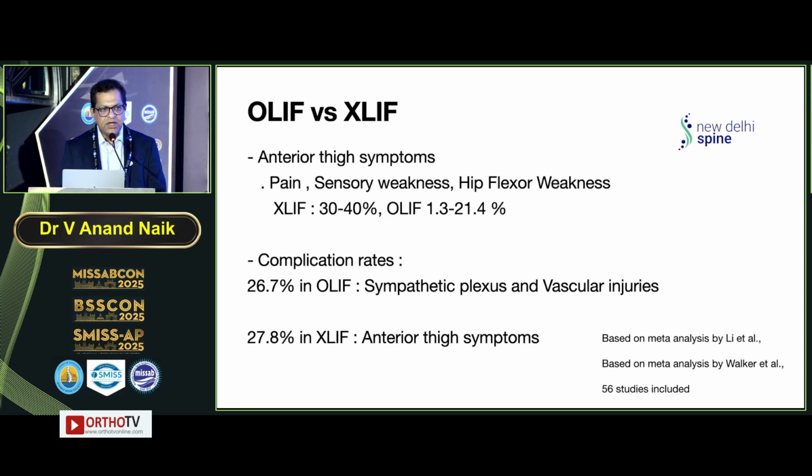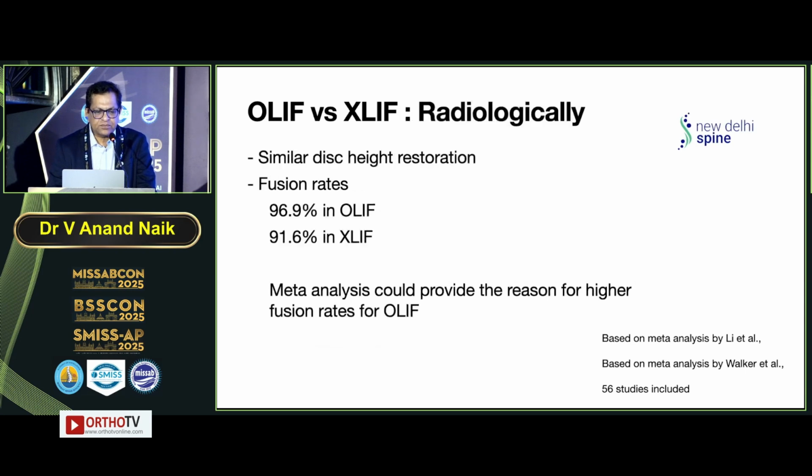The complication rate is almost similar, 26.7% in OLIF, and most of them were sympathetic plexus or vascular injuries, whereas in direct lateral, it was 27.8%, with anterior thigh symptoms and hip flexor weakness predominantly. The fusion rate is slightly higher in OLIF, 96.9%, whereas in direct lateral, it was 91.6%. But in the meta-analysis, nobody could provide any reason why the fusion rate is higher in OLIF.